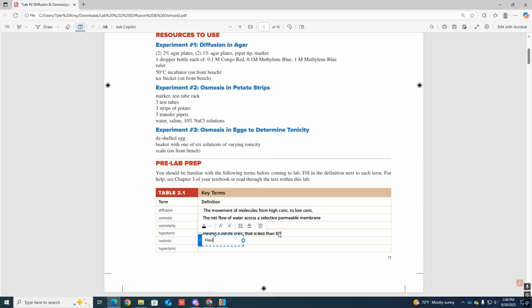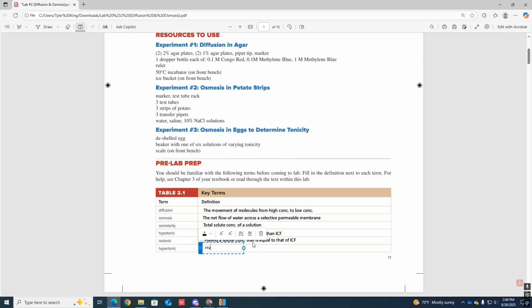Iso is a solute concentration that is equal to that of intracellular fluid. Okay, that's what we want. That's a perfect balance right there. Okay.